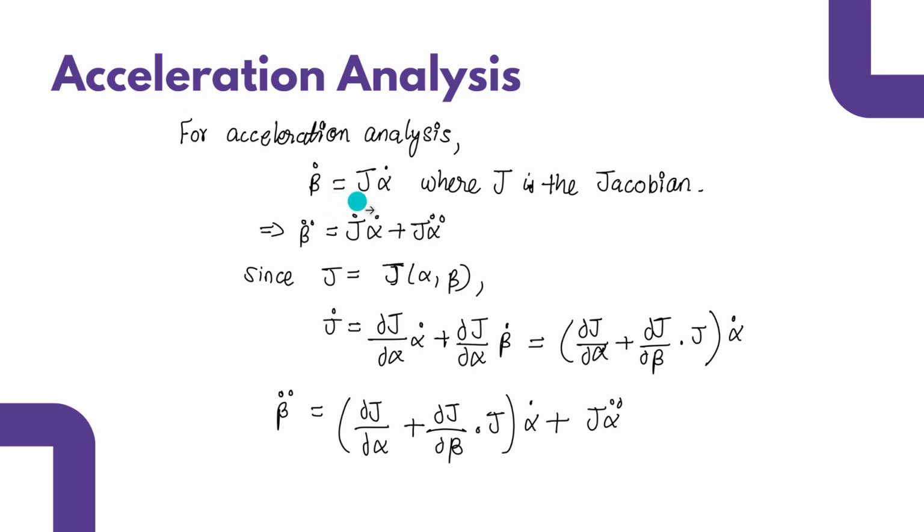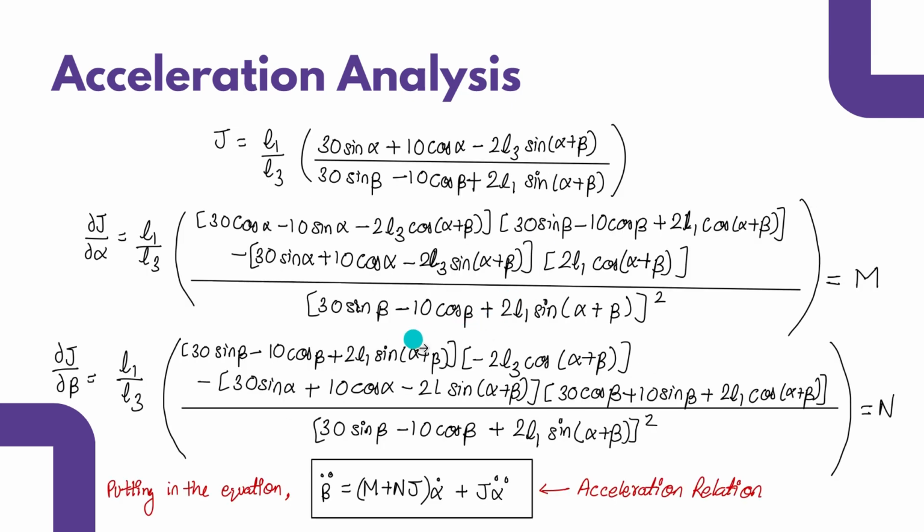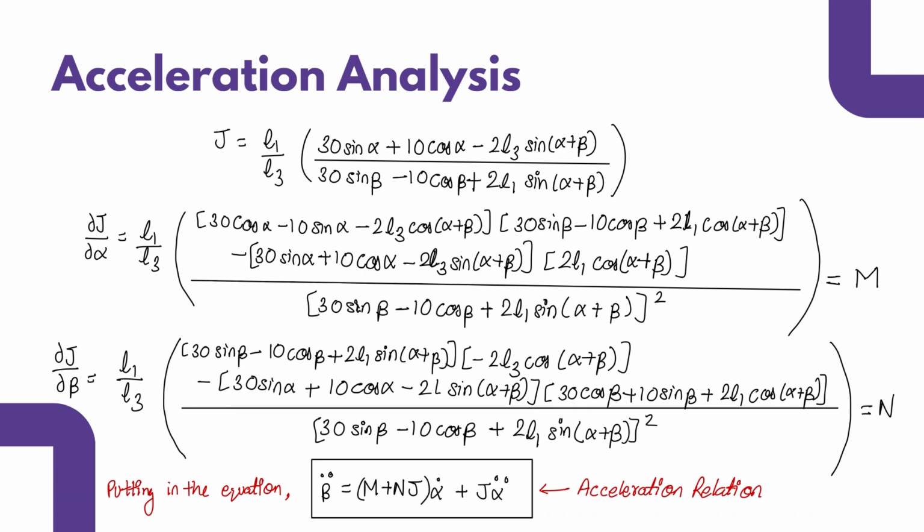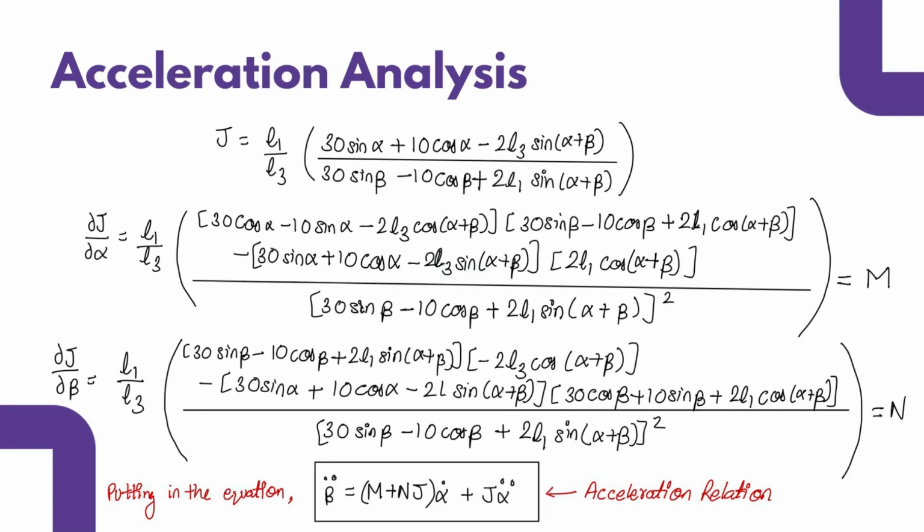Now coming to the acceleration analysis, we used the equation beta dot equal to j multiplied by alpha dot. Here j is the Jacobian. So after differentiating it with respect to time, we got a relation beta double dot equal to m plus n multiplied by j whole multiplied by alpha dot plus j multiplied by alpha double dot. This is the acceleration relation. Now, Tanish will take over and explain the simulation part of the mechanism.